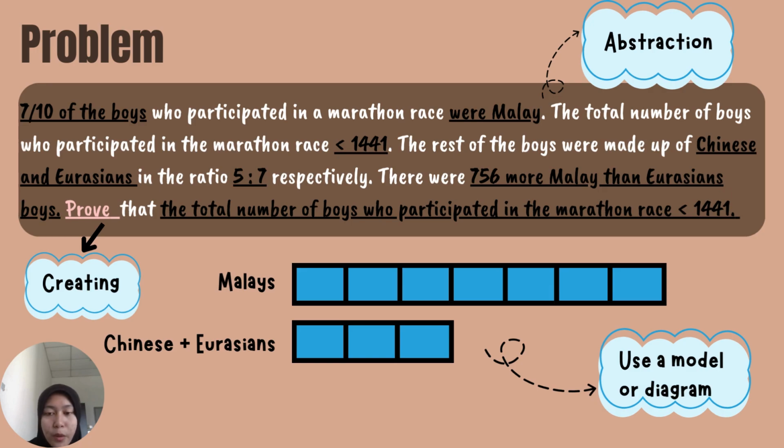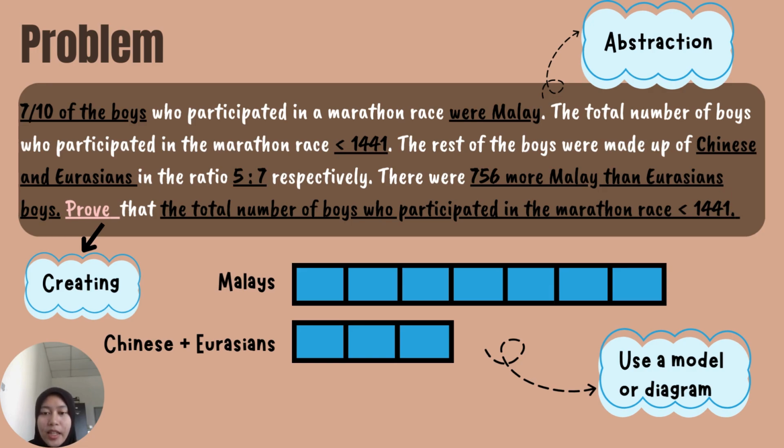Okay, so for this problem, I will underline the facts to create a solution. I underline that 7/10 of the boys were Malay, and that there are less than 1,441. Then I underline the Chinese and Eurasian in the ratio 5:7 respectively. Also, the facts I need to underline are that there are 7,056 more Malay than Eurasian boys, and then we need to prove whether the total number of boys who participate in the marathon race is less than 1,441.